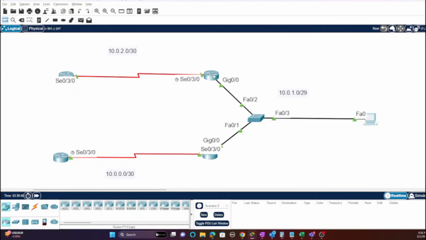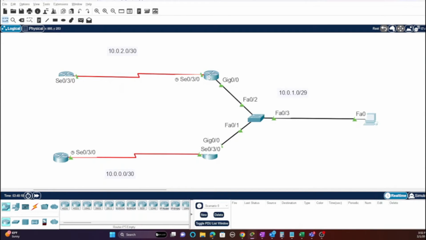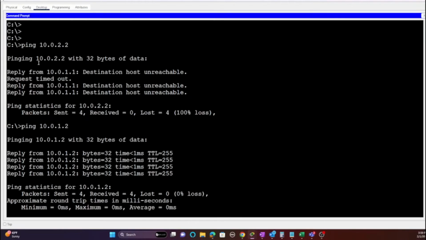So let's see if he can make it to 10.0.1.2. Yes, as you can see, he can make it to 10.0.1.2, which is this guy right here, because that's on that same subnet, but he can't make it over to this guy. So yeah, guys.